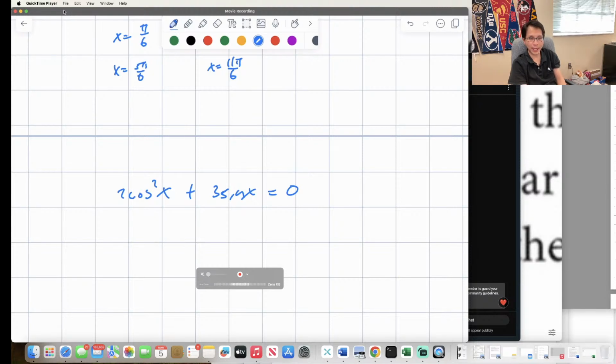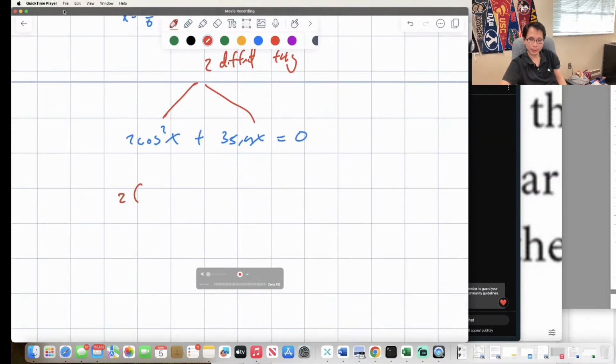Two cosine square of x plus 3 sine of x. What is the major issue that you have here? You're thinking. Two different trick. Can we convert to one kind? Which one, Charlotte? Can I do this?